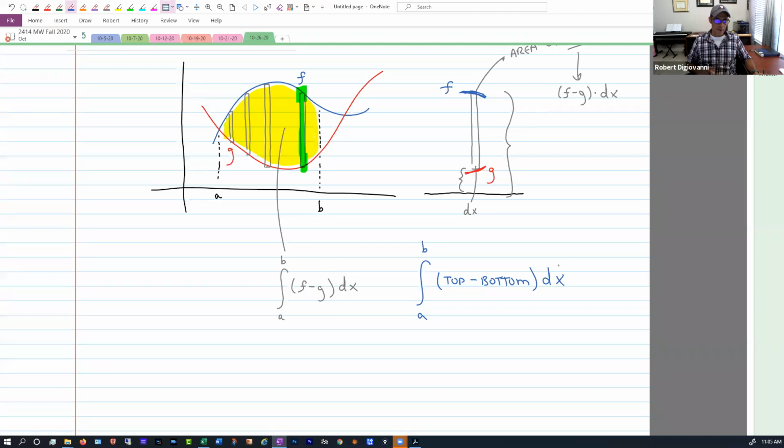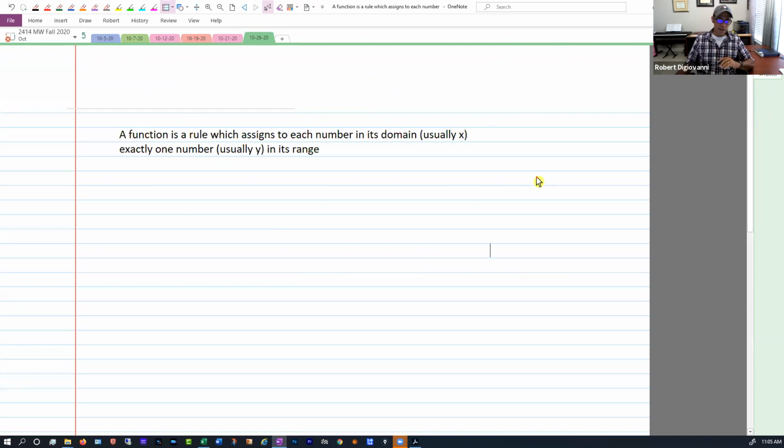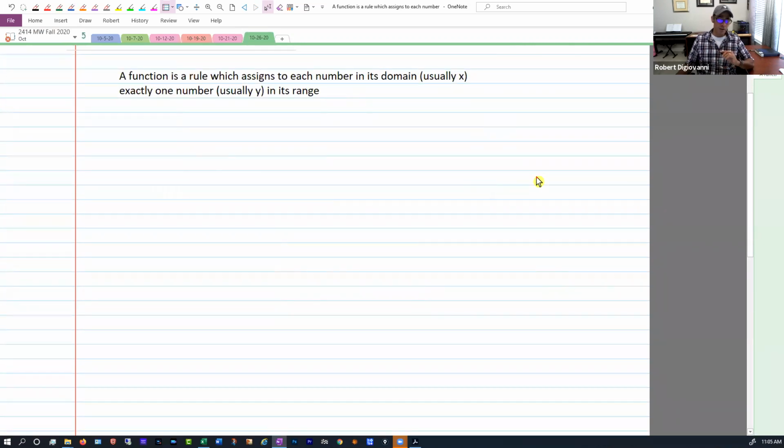Okay, so now we want to go backwards a little bit here and talk about college algebra. When we were defining a function in college algebra, the first time you ever hear a function, you're usually given a picture, and you're given some definition. And the definition looks something like this. A function is a rule which assigns to each number in its domain, usually we call it x, exactly one number, usually we call it y, in its range.